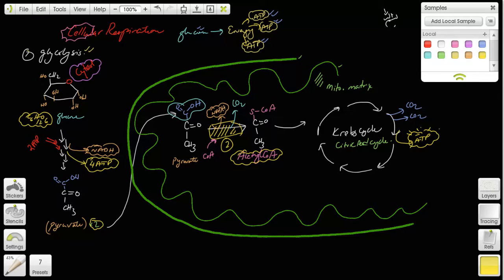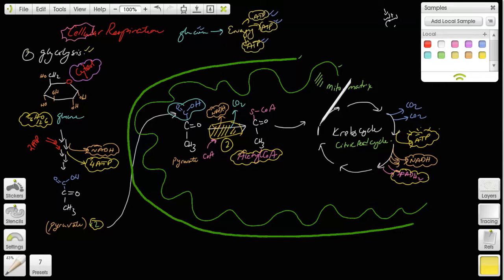So it gives us ATP, and it gives us more electron-rich molecules. It gives us a lot of NADH, and it also gives us another electron carrier, which is FADH2. Now, these are electron carriers. So what does the Krebs cycle do?